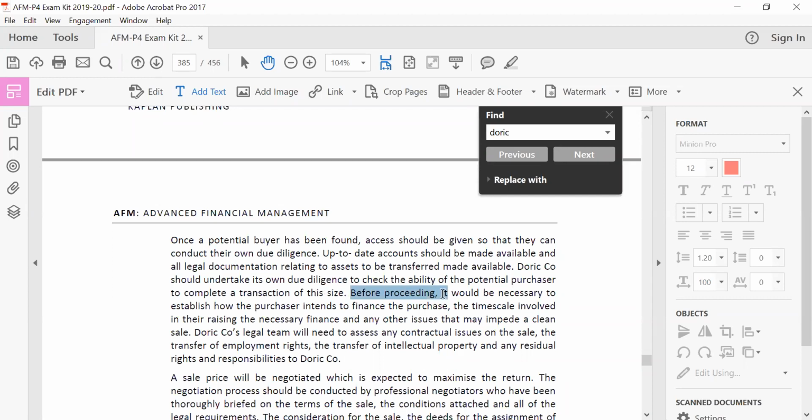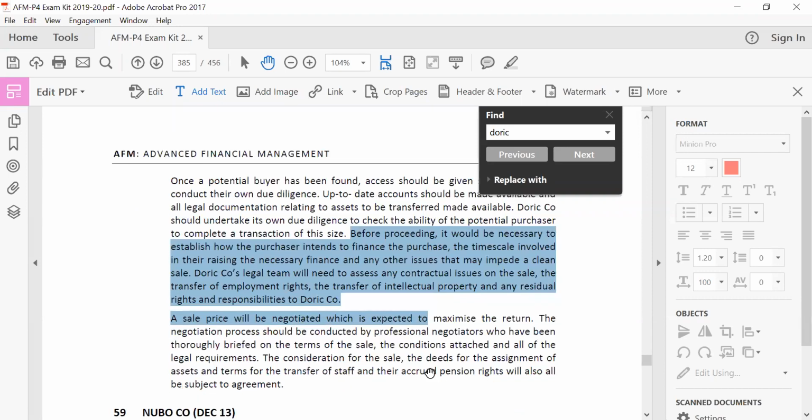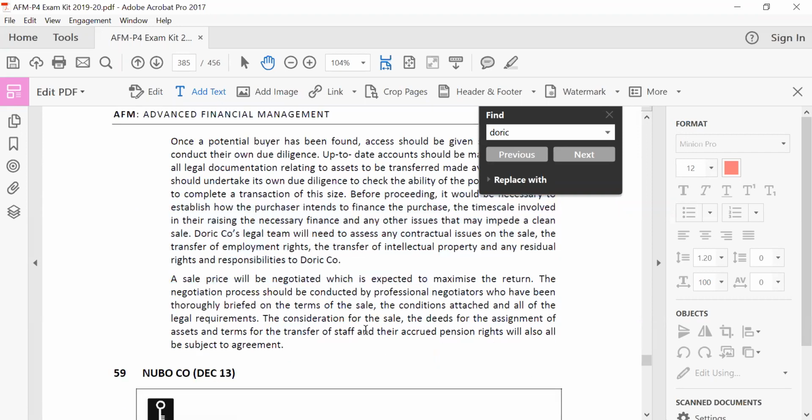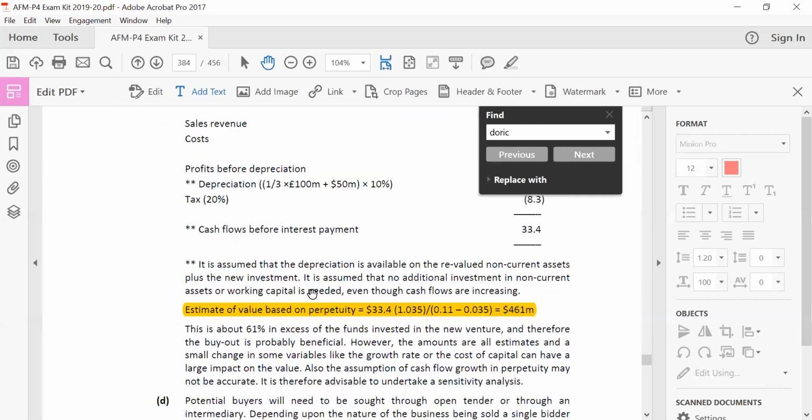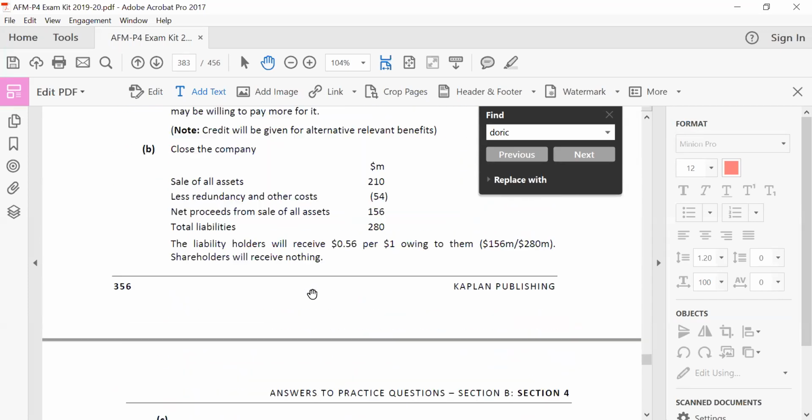Before proceeding, it would be necessary to establish how the purchaser intends to finance the purchase, the time scale involved in the raising of the necessary finance, and other issues that may impede a clean sale. Doric Co's legal team will need to assess any contractual issues on the sale, the transfer of employment rights, the transfer of intellectual property, and residual rights or responsibility of Doric Co. These are the sort of issues that, ladies and gentlemen, you like to read and read.